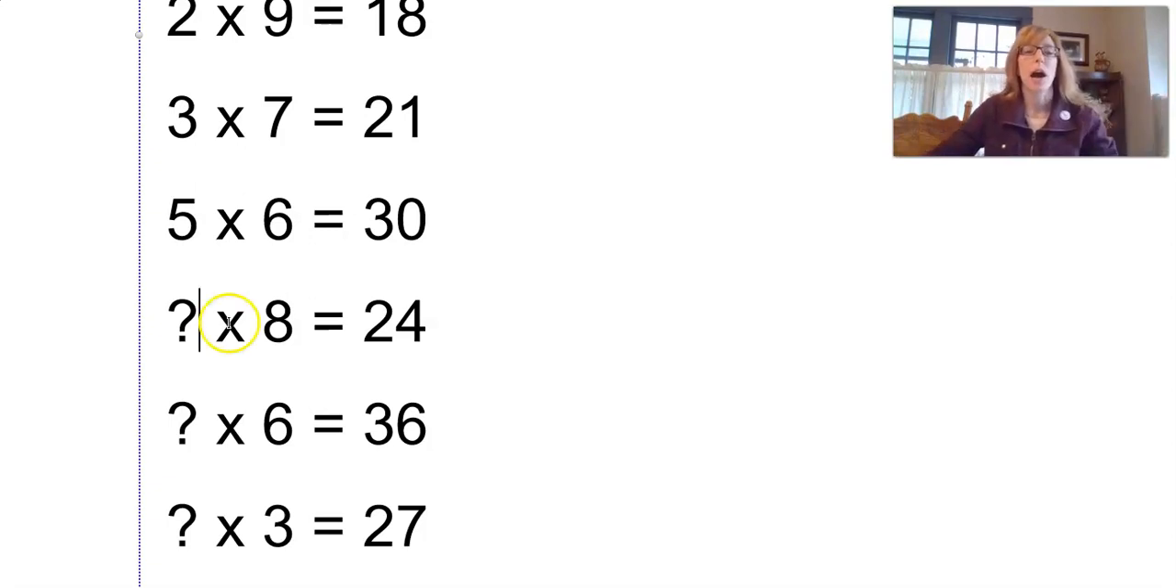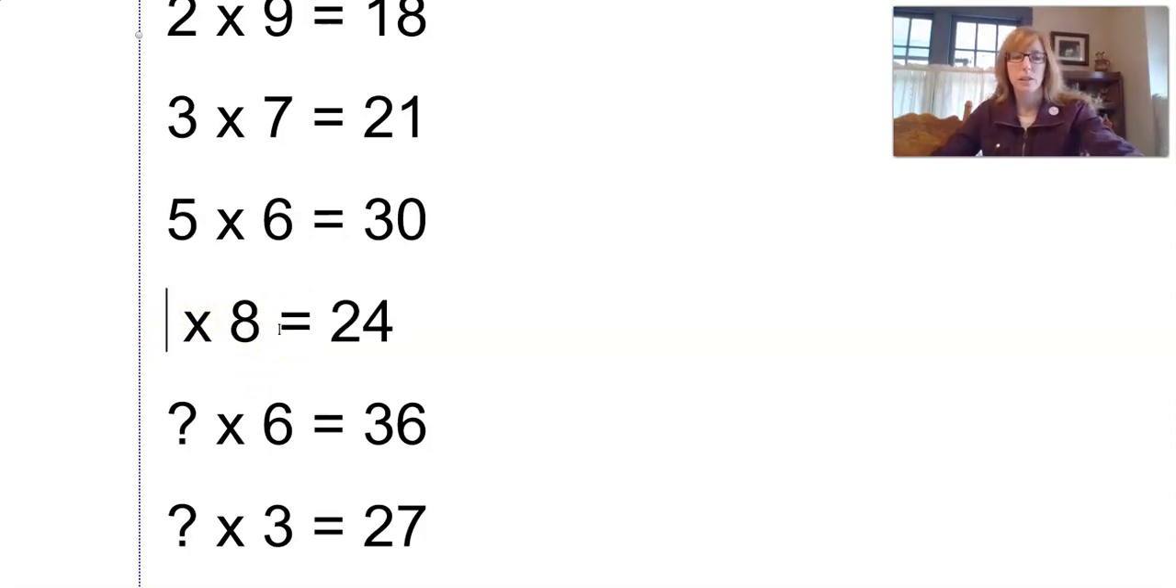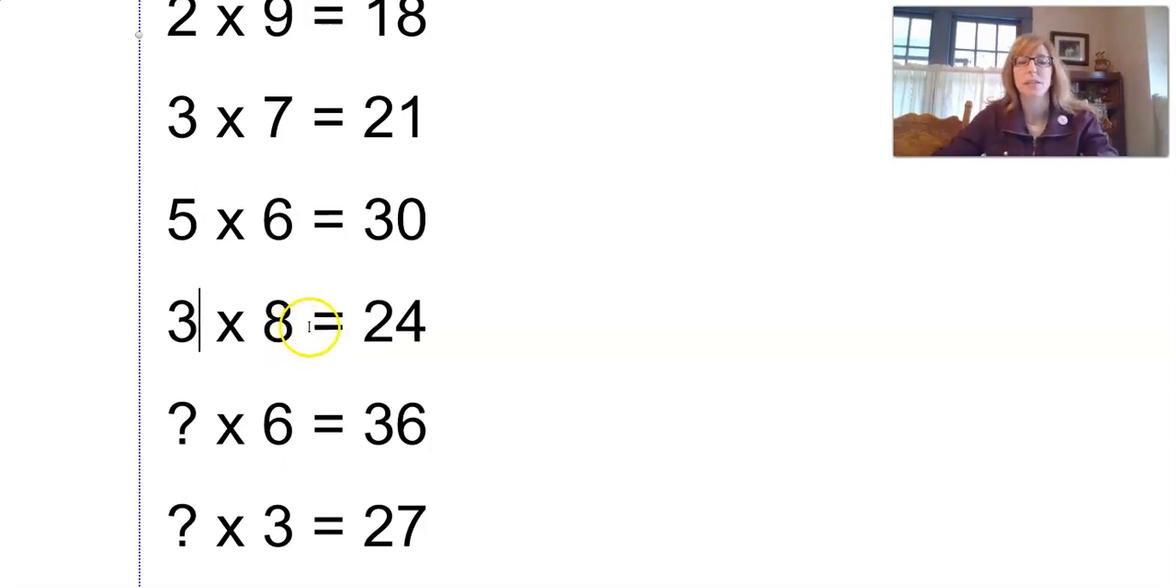So you have 8 times something equals 24. So you have 24 and you have 8. So how many groups would you have of 8? You are correct. You would have 3. 3 times 8. So that would be 8, 16, 24.